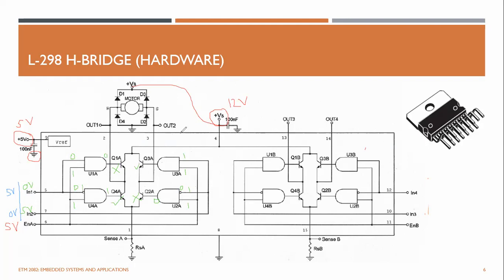Now the current can flow from VS, comes to here, and through the Q3 transistor comes to this point and goes to this motor, and this side goes plus and this side goes minus, comes here, comes to this point, and through this it can return to the ground. Right, so it is the anti-clockwise direction of the motor.